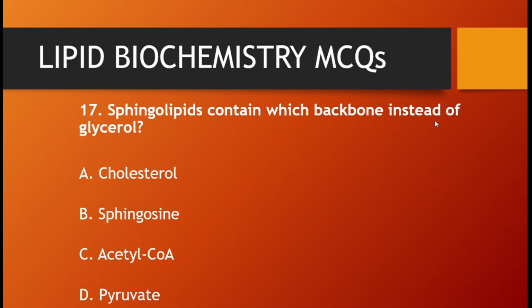Sphingolipids contain which backbone instead of glycerol? Is it A, cholesterol? Is it B, sphingosine? Is it acetyl-CoA? Is it pyruvate? The correct option here is what? Sphingosine. Option B.